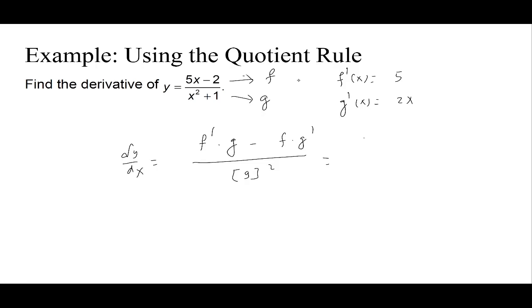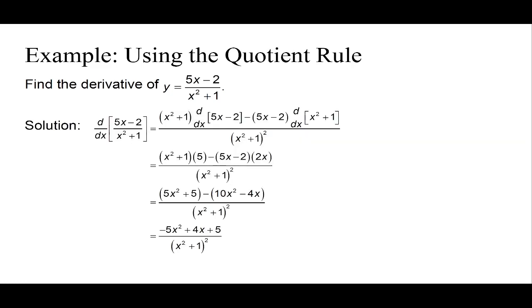F prime is 5, g is x squared plus 1, and then minus f, which is 5x minus 2, times g prime, which is 2x, and divided by g squared, which is the square of the function we were given on the denominator. After this, we just need to distribute and do the simplification, and this is the complete work here. Just do the distribution, and then do the simplification. That's your final answer.